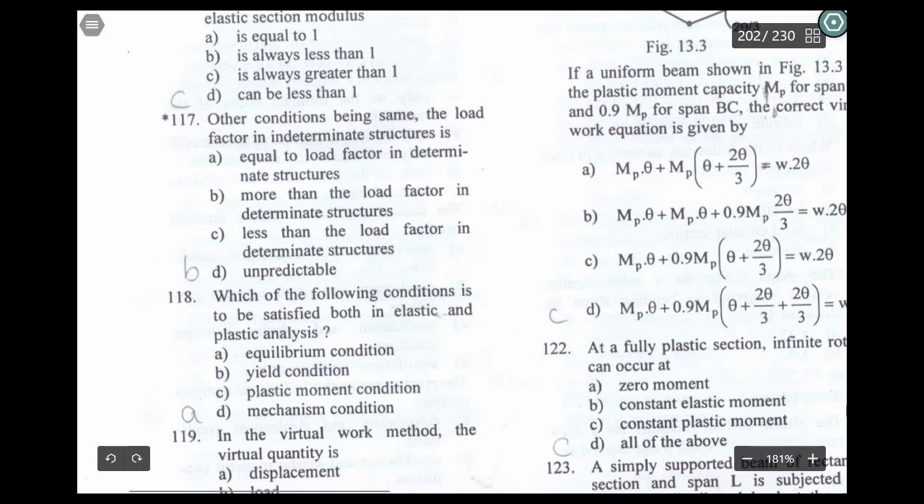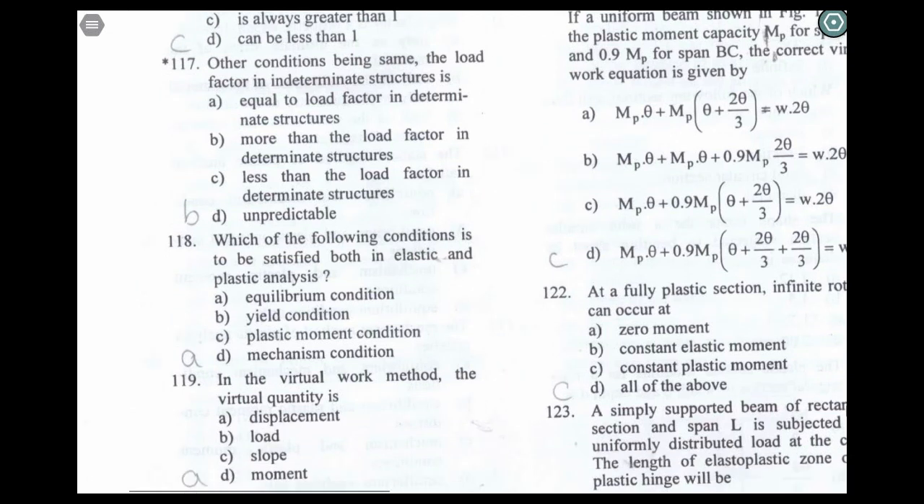Number 118. Which of the following conditions is to be satisfied both in elastic and plastic analysis? कौन सी ऐसी कंडीशन है जो दोनों इलास्टिक और प्लास्टिक एनालिसिस में सेटिस्फाई होनी चाहिए? तो आंसर इज इक्विलिब्रियम कंडीशंस.